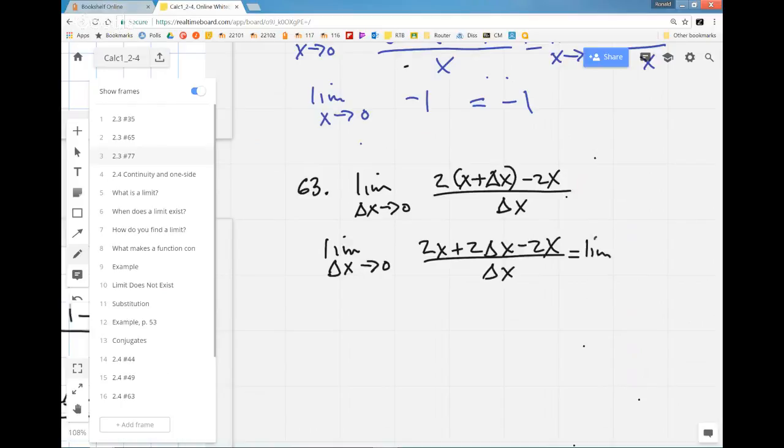By the way, when you're doing work like this, it's really important to carry that limit statement. You don't want to just start simplifying. You really need to carry that.